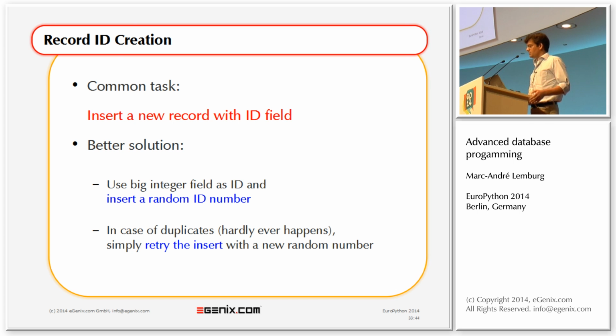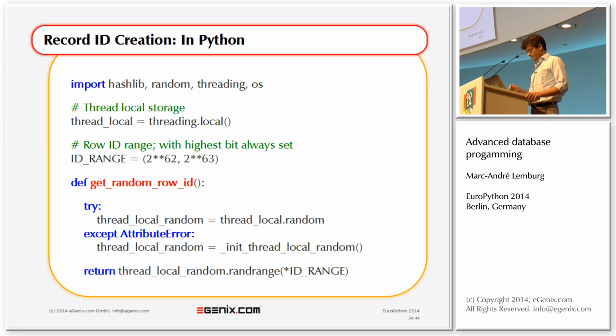Something that we always use in our applications is a very simple approach. It's a kind of randomized approach. We simply have a big integer field for the ID, and then we use a good random number generator to generate the ID for us, and we just bet on not having collisions. So we use that ID in the row, we put it into the database, and it usually succeeds. In the very, very rare cases where it doesn't succeed, you just create a new random number and then you try again.